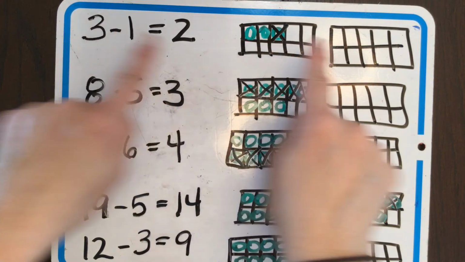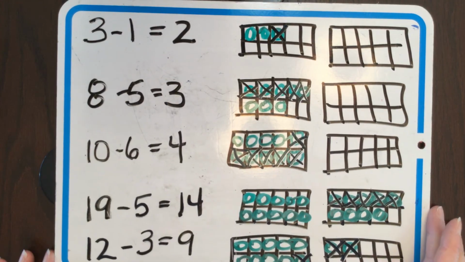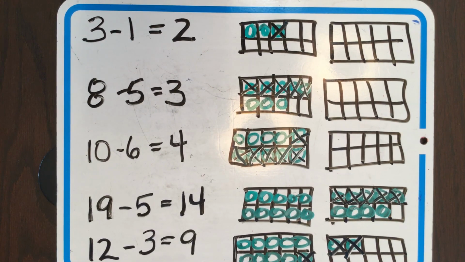Write the equation, draw the picture, cross it off, use 10 frames so that you can start to make those mental pictures of the 10 frames to help you to do math in your head.